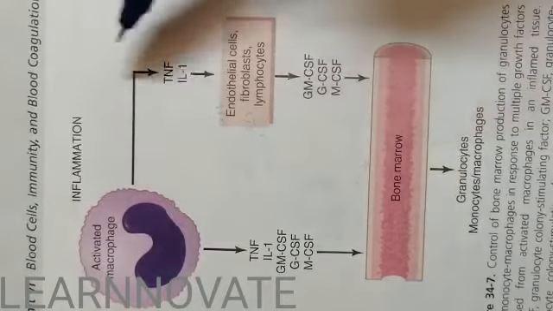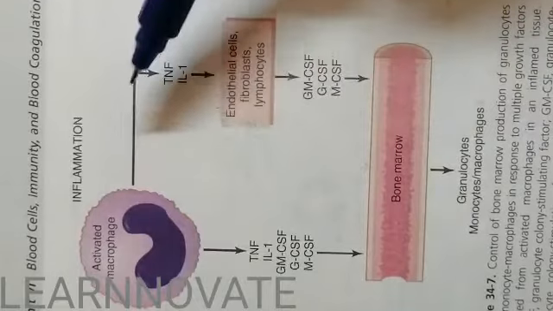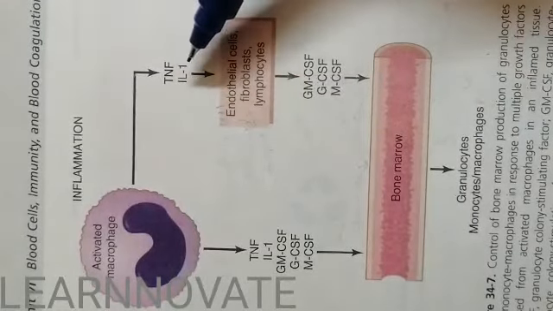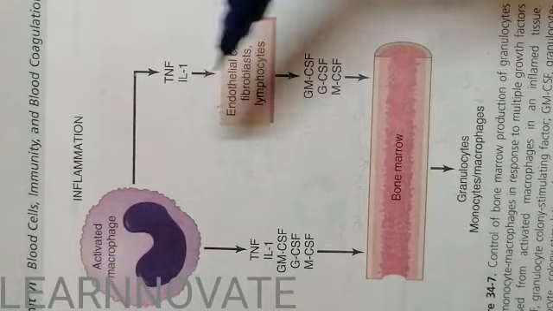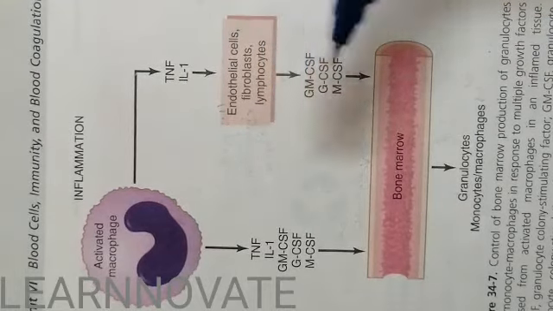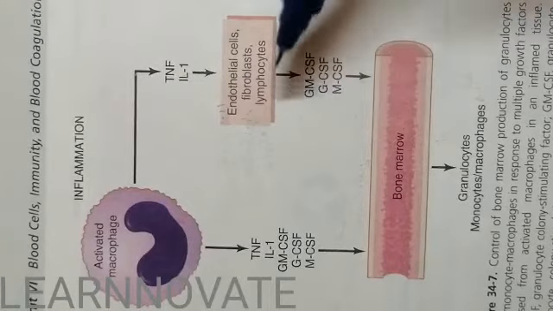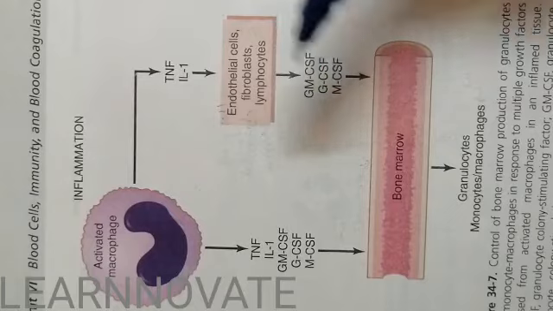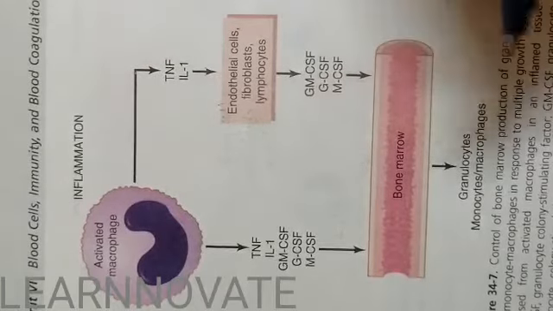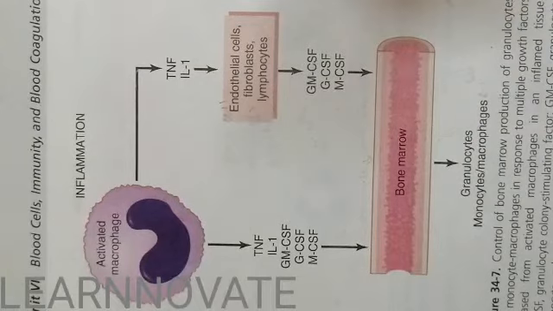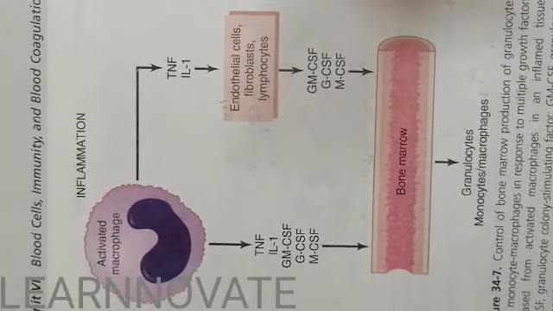Also, there is a positive feedback. This activated macrophage also increases the release of tumor necrosis factor and interleukin 1 at the other side, which ultimately affects the endothelial cells, the fibroblasts, and the lymphocytes to release the colony stimulating factors for these granulocytes and monocytes, which are WBCs. Then ultimately the bone marrow releases all the cells into the blood, and the infection and inflammation decrease in this way.